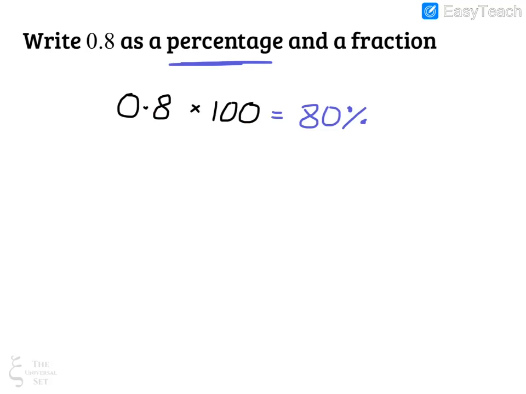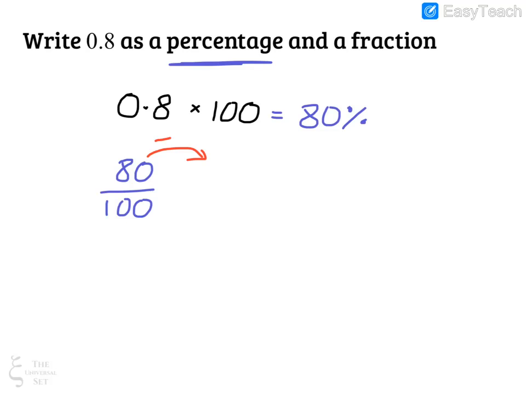And when I multiply by 100, everything moves up once, twice, so we get 80%. Now we're going to try and change that into a fraction. So 80%, that's 80 out of 100. So that's already a fraction, but we're going to need to simplify this fraction. So what times table are they both in? Well, they're definitely both in the 10 times table, so maybe let's divide by 10. Oh, that's a mess. Let's try that again, sorry.